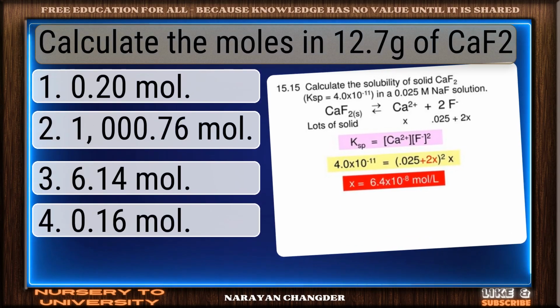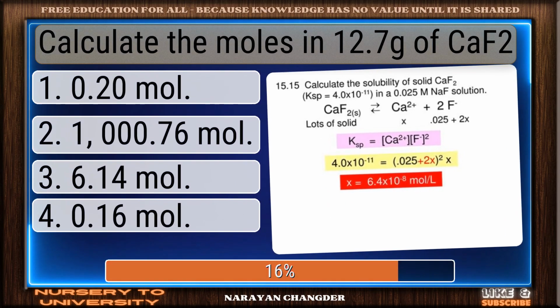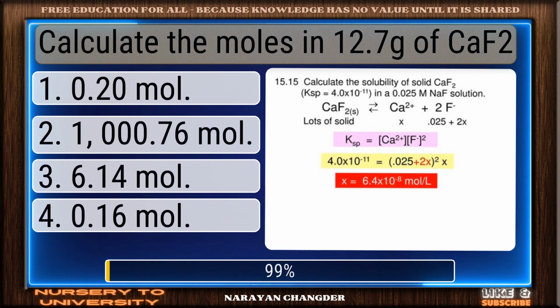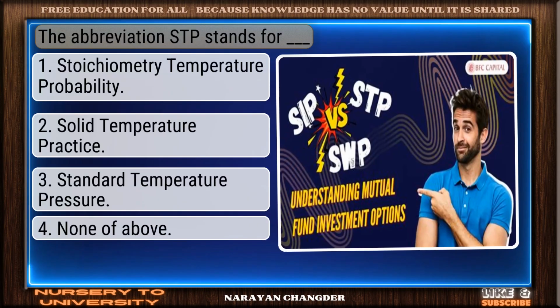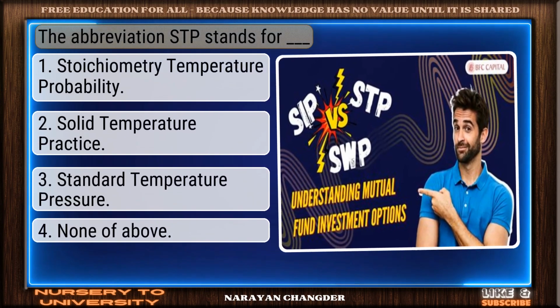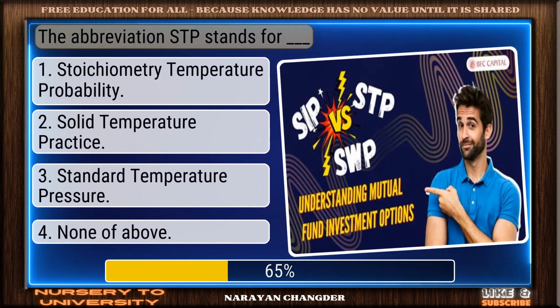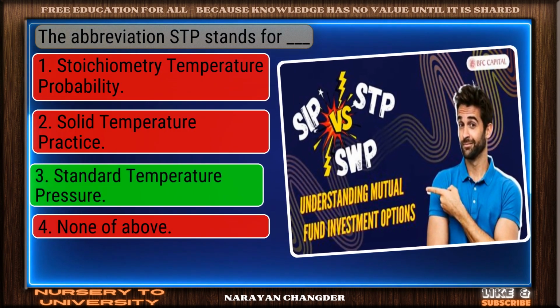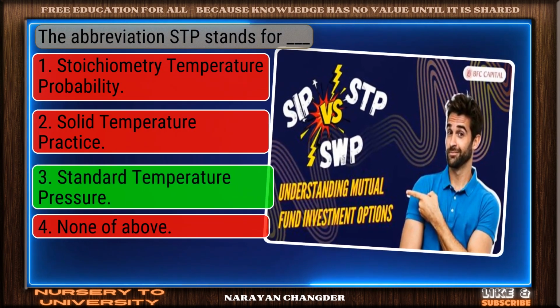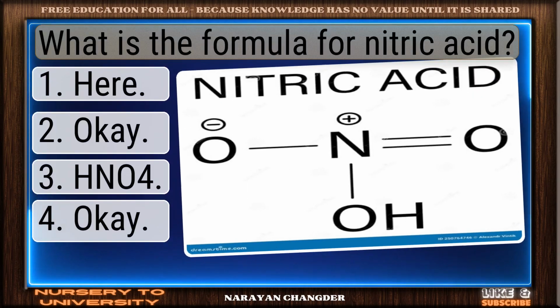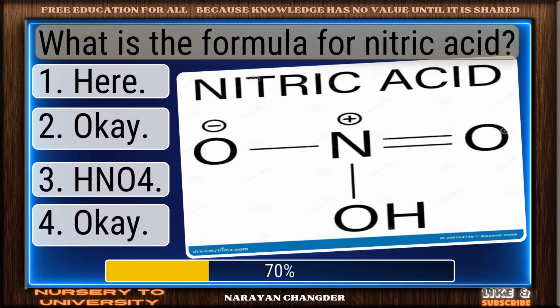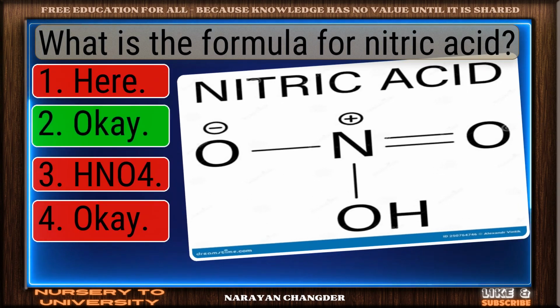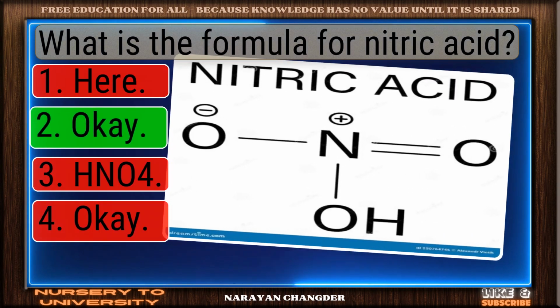Calculate the moles in 12.7 of CaF2. Strong choice. 0.6 mol is the right answer. The abbreviation STP stands for dash. Smart pick. Standard temperature pressure is the correct choice. What is the formula for nitric acid? Right choice. OK is the best answer.